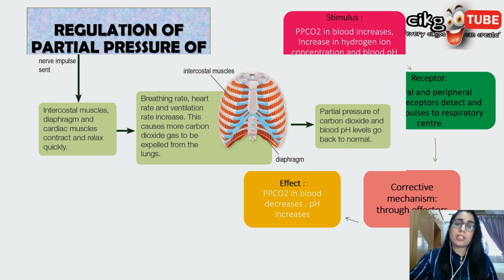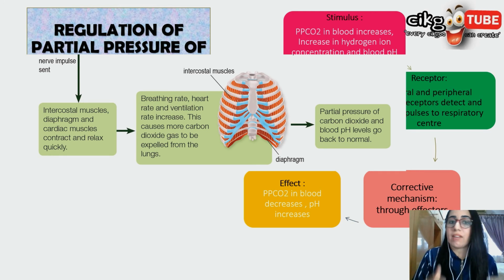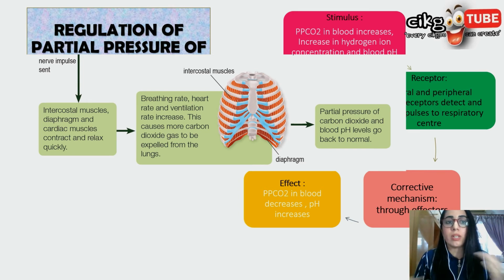Now, if the partial pressure of carbon dioxide decreases, the other way around happens. The respiratory centers will send impulses to the same things, the intercostal muscles and also the diaphragm muscles. But if the partial pressure of carbon dioxide decreases, the contraction and relaxation of the intercostal and diaphragm muscles become the other way around, weaker and slower. So the breathing rate and the ventilation rate will decrease. So this will actually regulate the partial pressure of carbon dioxide back to normal.